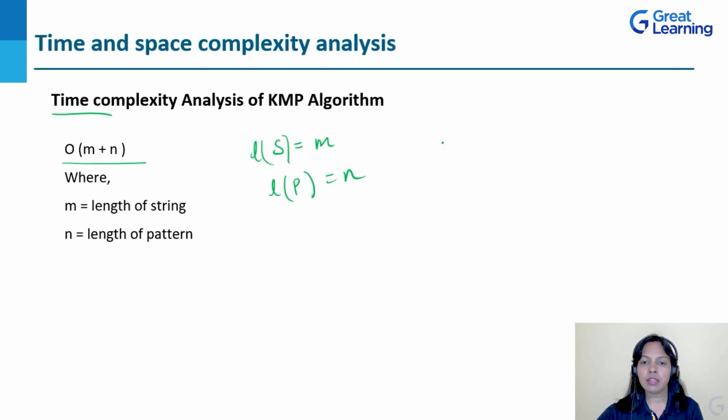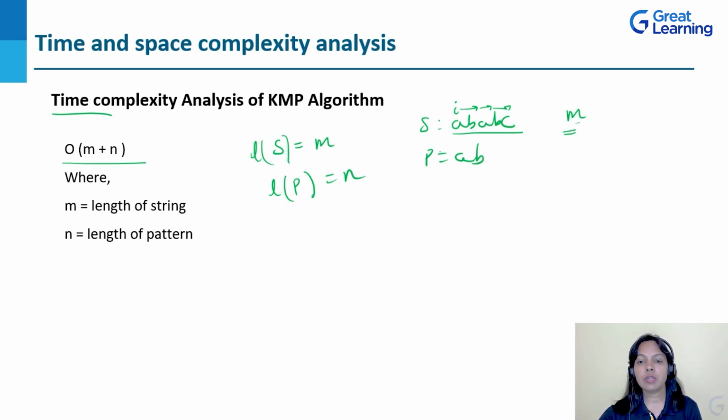Why it is m plus n? To understand that, let us understand in this way. Suppose this was the string and this was the pattern. In that case, we never used to backtrack the string, right? If the pointer started from here, it goes on and goes on, right? So we have to trace the characters of the string only once. So if there are m characters here, we have to trace it m times, right?